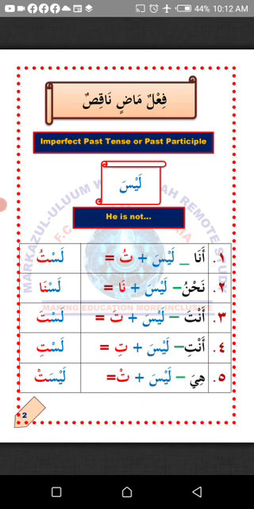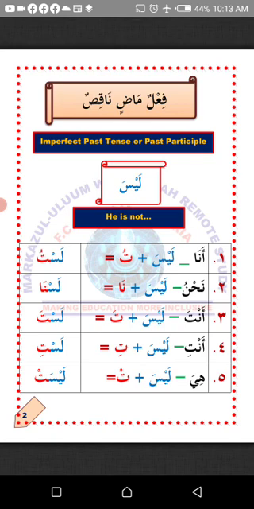MashaAllah. Ithnan, number two. Nahnu, we. So how do we change the verb laysa to suit nahnu? All you need to do is to attach na to the last letter. Then you give sukun to the letter before it. So the verb laysa will now become lasna, which means we are not.